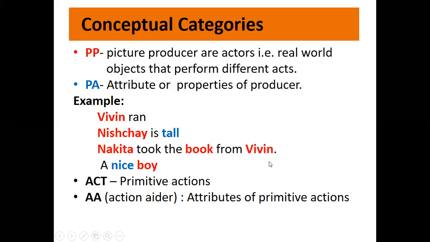Nakita, book, Vivin. Now, next what we have, a nice boy. Now, what is here? Boy is a picture producer and what is the attribute of this boy? He is a nice boy, right? So nice is PA, that is picture attribute or properties of this producer. Next, then you have 2 more, that is act, the primitive actions. We have a set of primitive actions. Then you have action aider, that is attribute of primitive actions. So actions with the attributes, picture producer with the attribute.